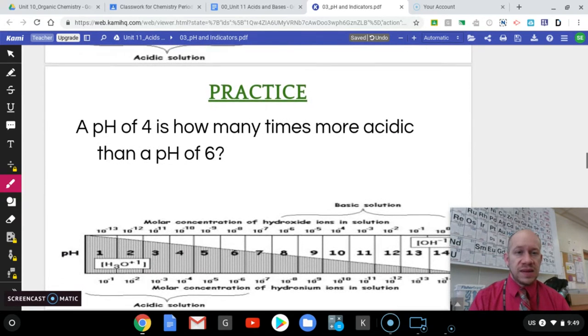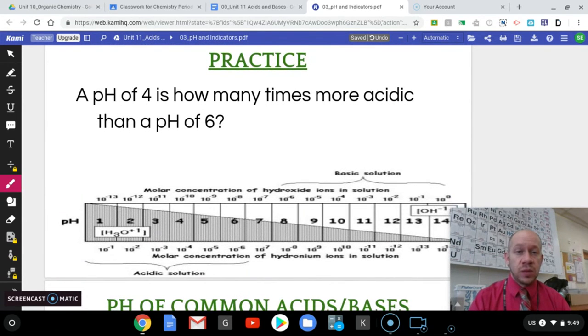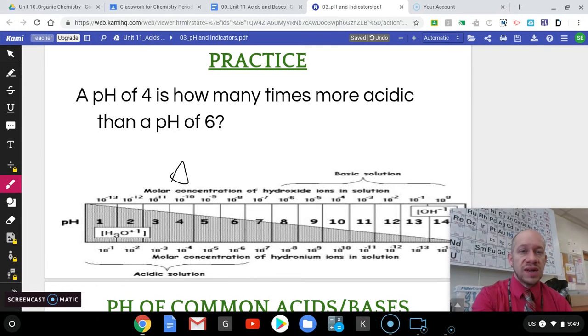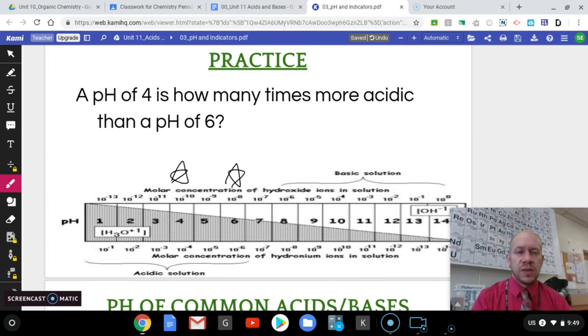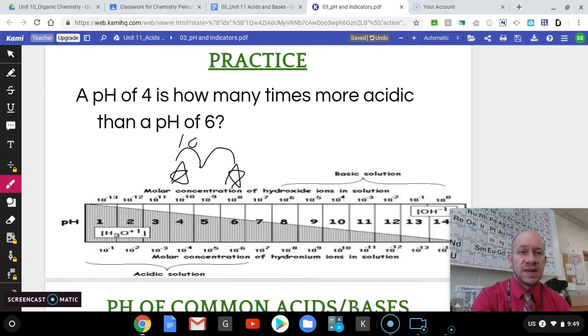So practice. A pH of 4, which is here, is how many times more acidic than a pH of 6? Every time I go 1, that's 10. Every time I go another, it's 10. So it's 10 times 10, which equals 100 times more acidic.